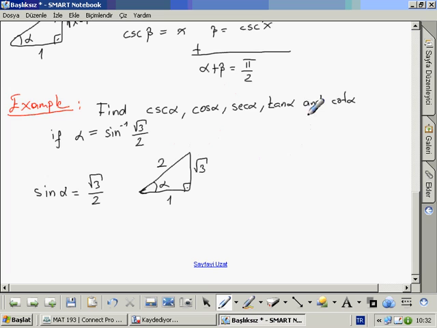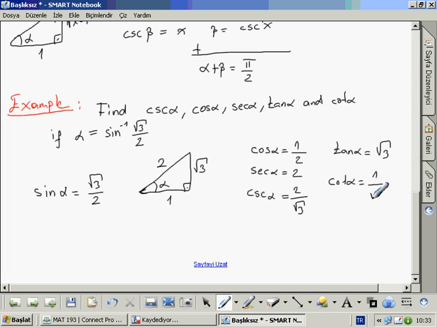Okay, and we can easily write all of the trigonometric ratios of alpha. Cosine alpha equals 1/2, right? And the secant alpha will be 2, okay? And after that, cosecant alpha equals 2 over square root of 3, and tan alpha equals square root of 3, and cot alpha equals 1 over square root of 3. Okay, it's a very easy question.